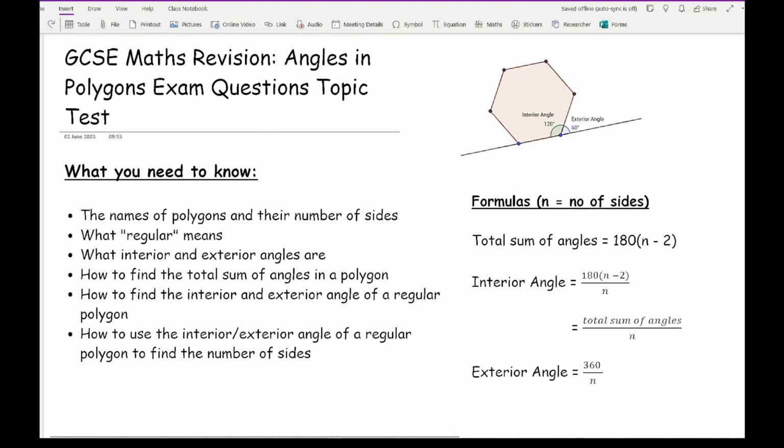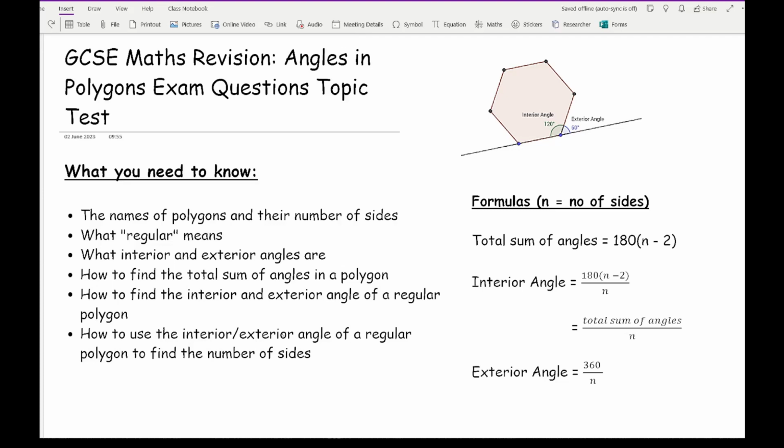Now the next thing you need to know is what the word regular means. Regular is really important when tackling these questions. Basically, the word regular means that all the sides and all the interior angles are going to be equal. Whenever you work with any angle question, look out for that word regular, because it will make the question a lot easier to do.